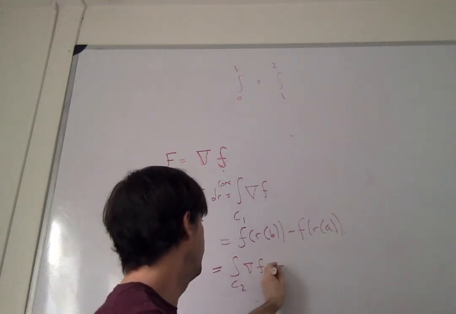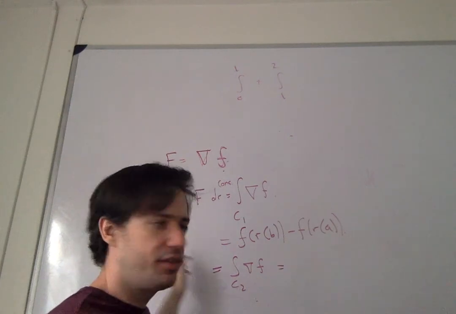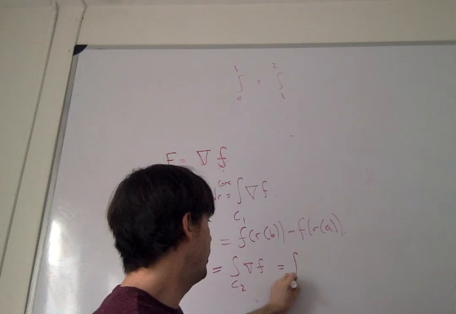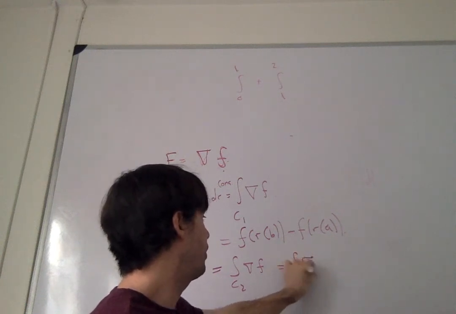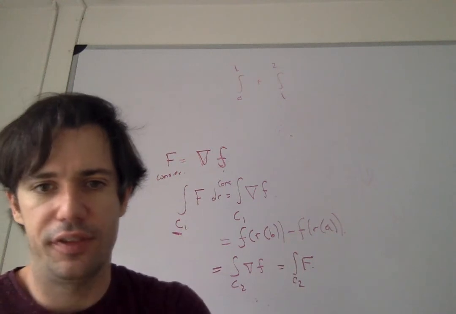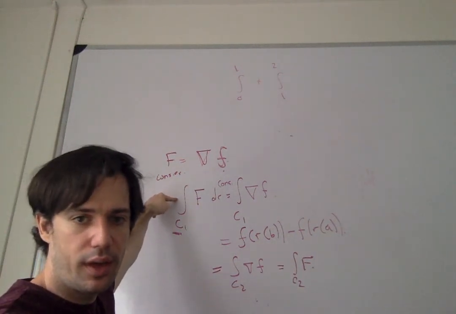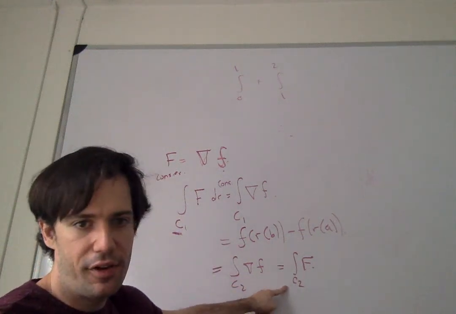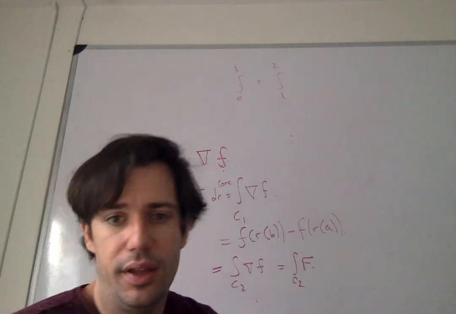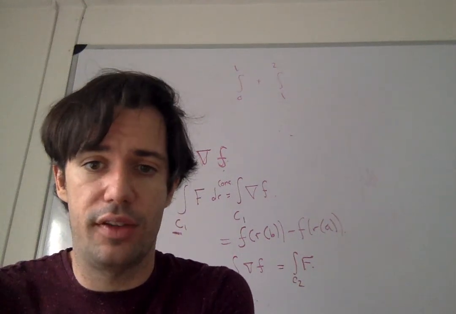And then finally, since this is the potential function for our conservative vector field, I can now replace this with C2 and I get capital F. So on the far left of the equation, I have the integral right here over C1, and down here I have it over C2. So it's the same integral, same value, but the path is different. So this proves that it's path independent.